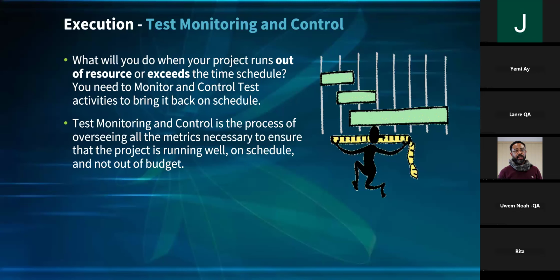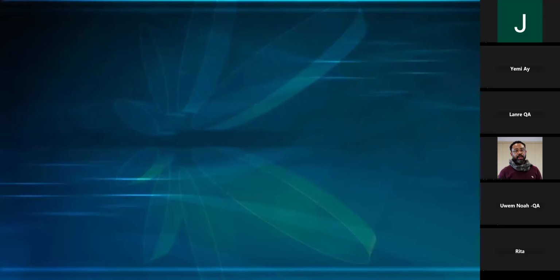So test monitoring and control is a process of overseeing all the metrics necessary to ensure that the project is running well, on schedule, and not out of budget. You see, we know that we're already short of one day. We want to do the major thing. We don't want to exceed the time limit, the deadline we've been given. So give or take, we want to put it in, no matter how it is. So those are the main things that we do for the test monitoring.